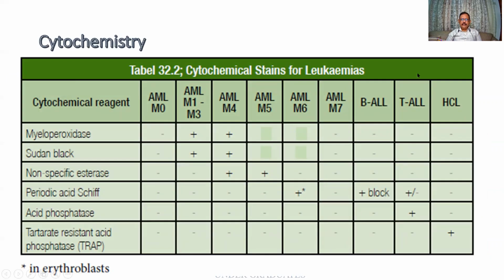And this is the cytochemistry of leukemias. I have already given it to you in the AML. Again, we will have to follow. The most important thing for me will be the periodic acid Schiff, which produces a block positivity. There is another type of leukemia called hairy cell leukemia, in which it will be positive for TRAP, tartrate resistant acid phosphatase. These things are regarding the lymphoblastic leukemias.